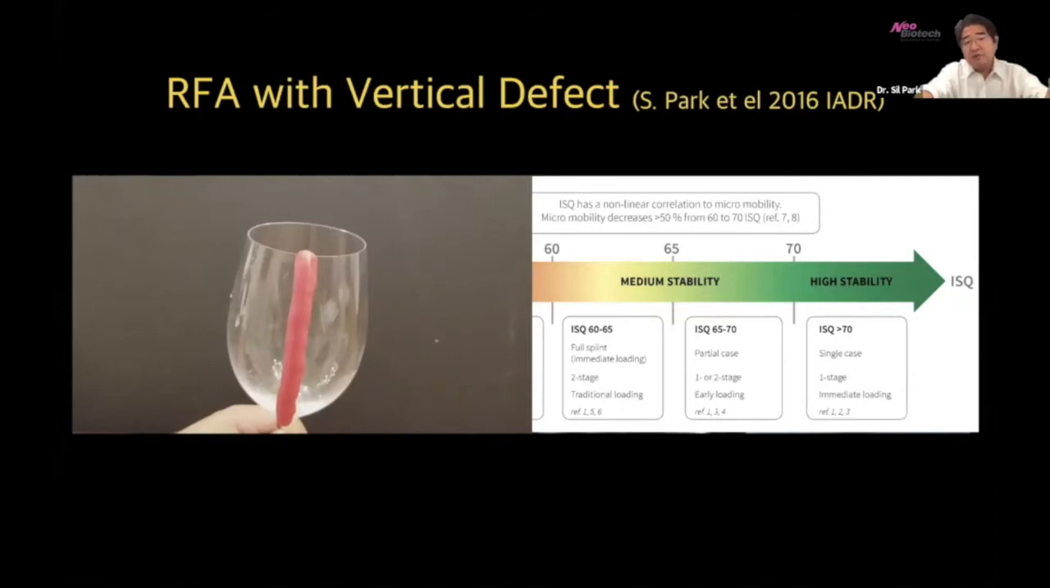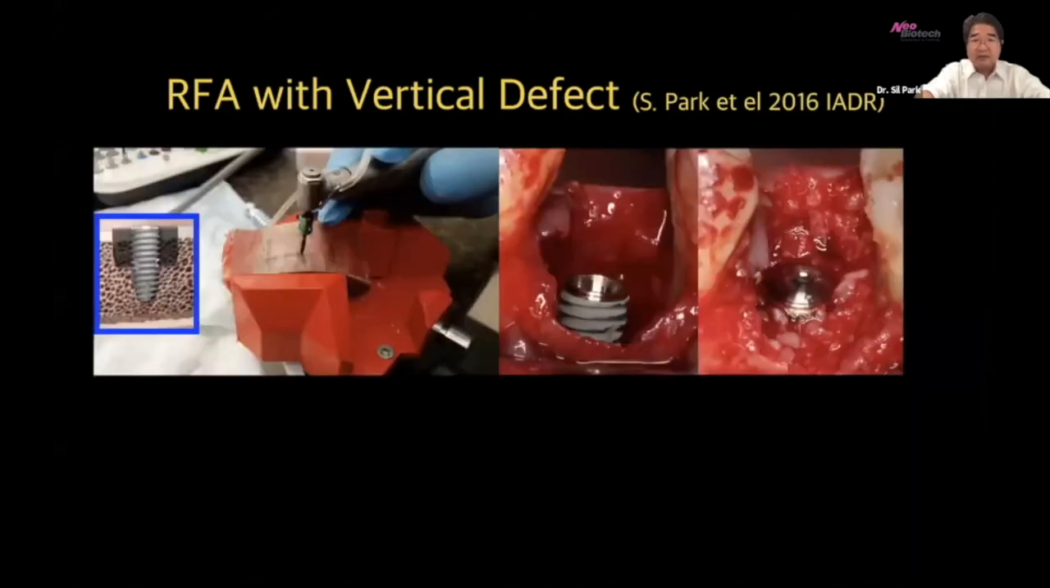So when we use those RFA, or resonance frequency analysis machines, we have to think about the defect pattern. So the first one is, if our implant has a vertical defect, then it's going to give you a false positive, keep that in mind, right? Now, let's talk about the horizontal defect.